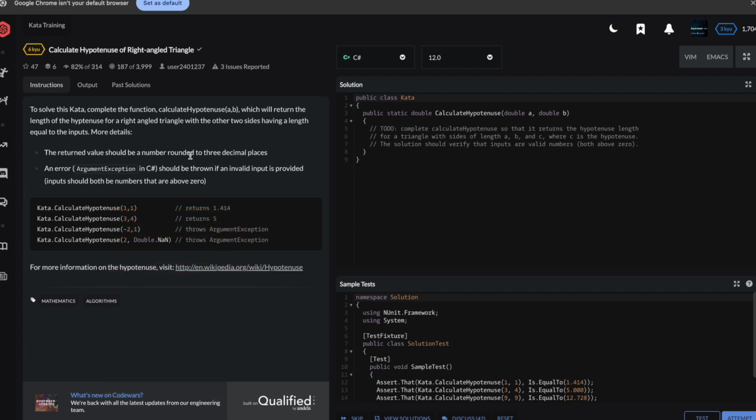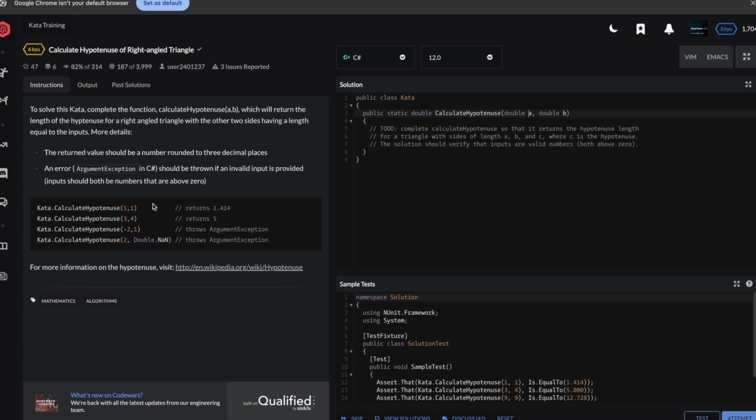To solve this kata, complete the function calculate hypotenuse, which will return the length of the hypotenuse for a right-angled triangle with the other two sides having a length equal to the inputs. More details: the return value should be a number rounded to 3 decimal places, and you're going to provide an error if either of the inputs are invalid.